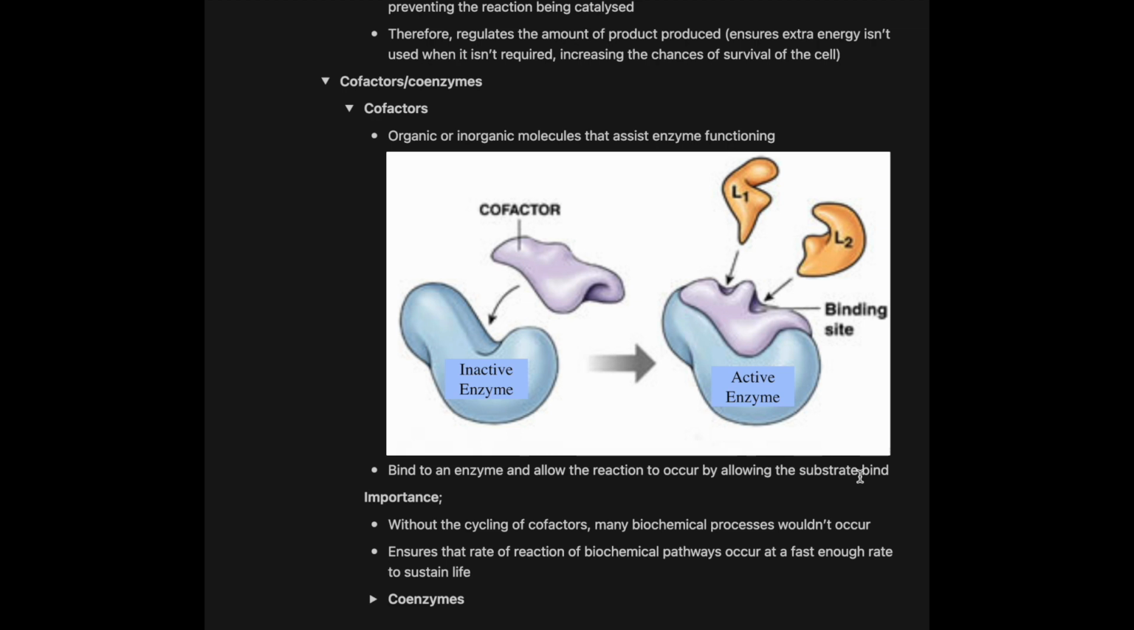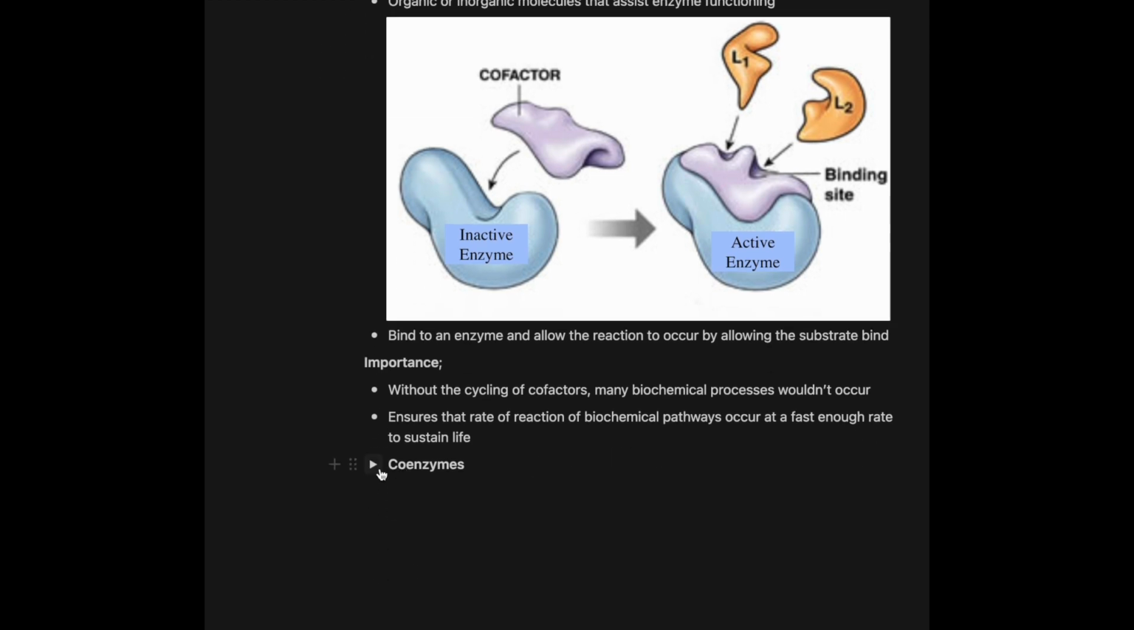So now let's talk about the importance of these. Without the cycling of cofactors, many biochemical processes wouldn't occur. And don't worry if you haven't covered this yet. This refers to cellular respiration and photosynthesis, and that will be covered in a later video. It also ensures, similarly to an enzyme, that the biochemical reactions in the pathways occur at a fast enough rate to sustain life.